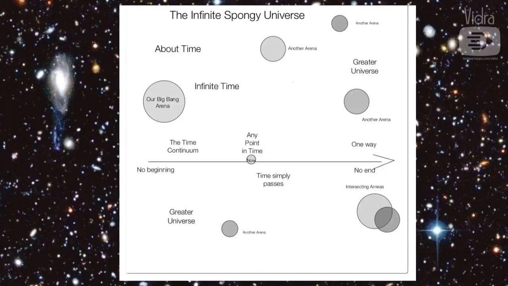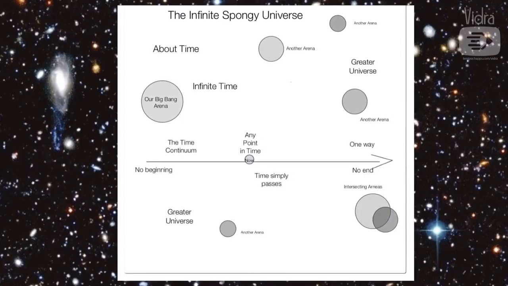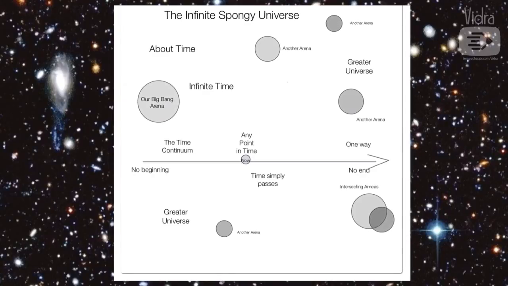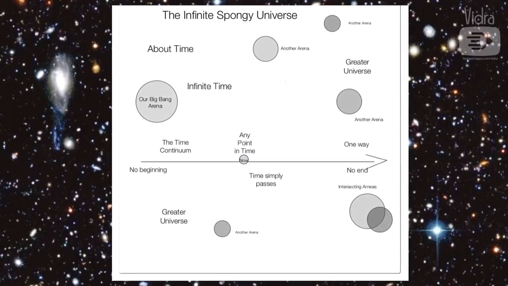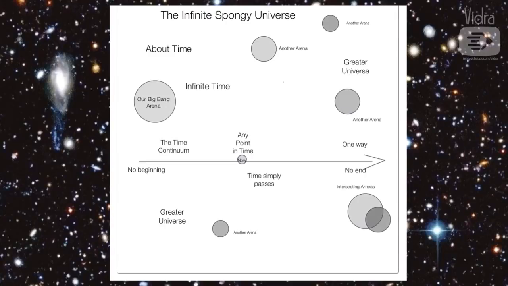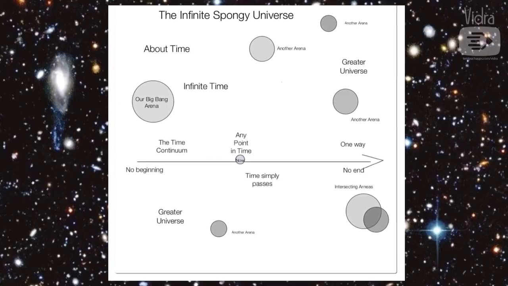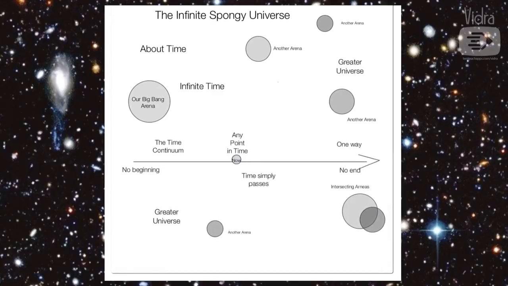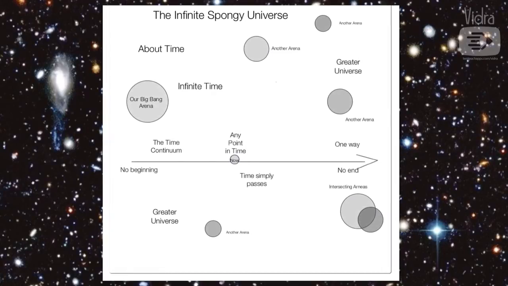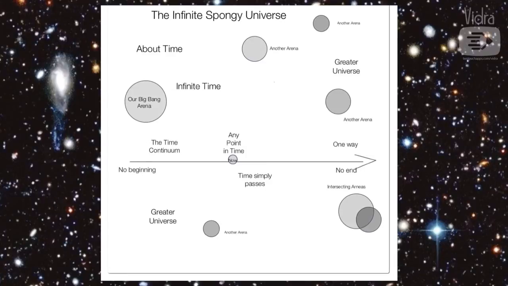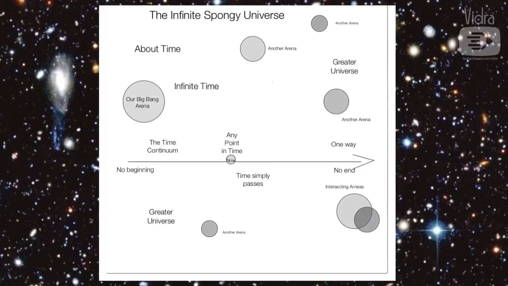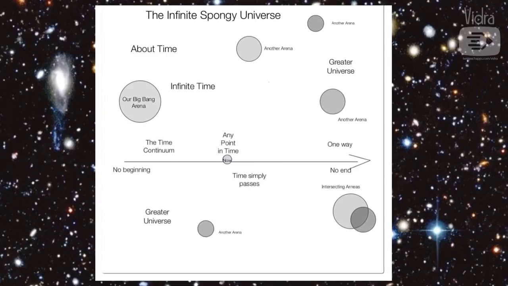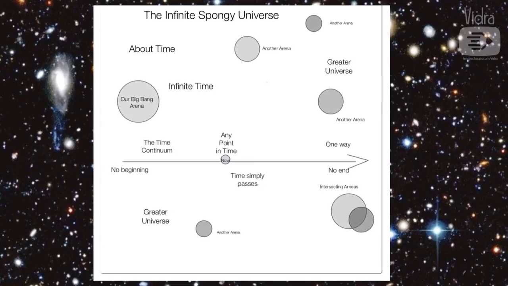This slide is about time. By choosing always existed from the triangle of cosmological explanations, the time continuum of the ISU is derived as depicted in this slide. Time is infinite and has no beginning and no end. The timeline is a continuum of nows, with each point in time representing a now on the continuum as time simply passes.